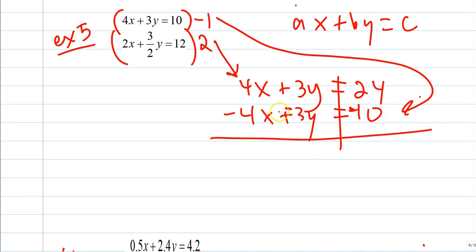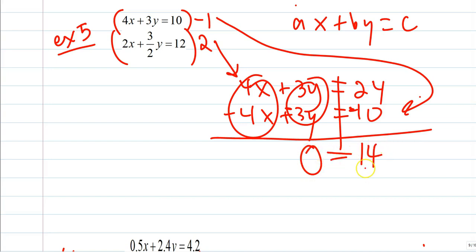Now we can start zeroing stuff out. Cancel, cancel. 0 equals 14. No, it doesn't. This is also no solution. When they're not equal, no solution. Okay? When it's a fraction, clear it using multiplication. I probably wouldn't test you with this, but definitely could show up in the homework. It could show up in word questions, so get yourself prepared.